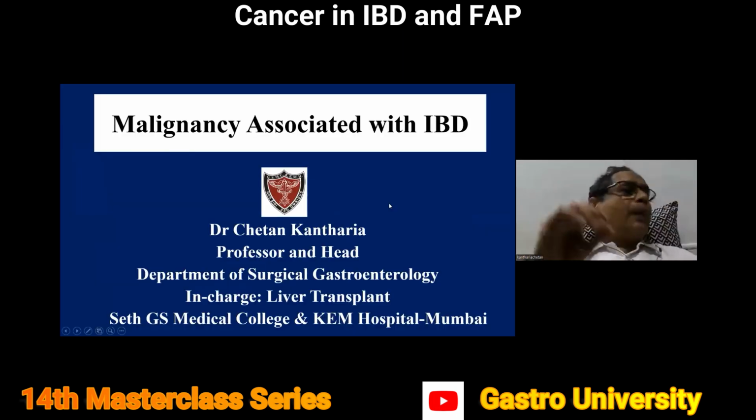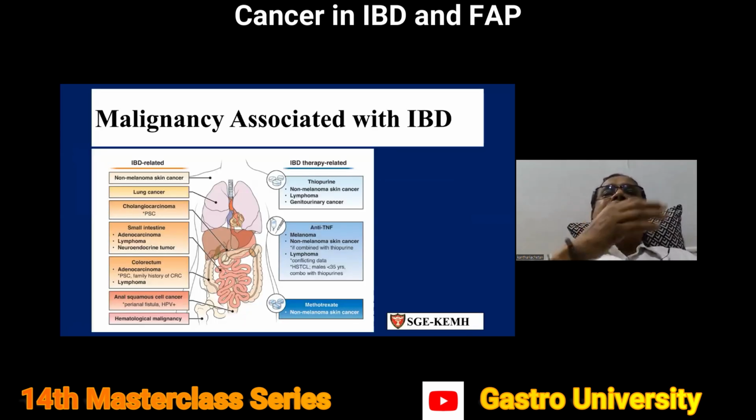So, good evening, everybody. Respected Kapoor sir, distinguished moderators, seniors, colleagues, and friends. The topic of my today's discussion is malignancy associated with IBD and FAP. As shown in this diagram, IBD can affect malignancies at all levels, beginning from skin, lung, it can cause cholangiocarcinoma, it can affect the small intestine, the colon and rectum, the anal canal, and also hematological malignancies. Besides this, the therapy related to IBD as well can lead to malignancy. So let us look into detail of how this occurs.